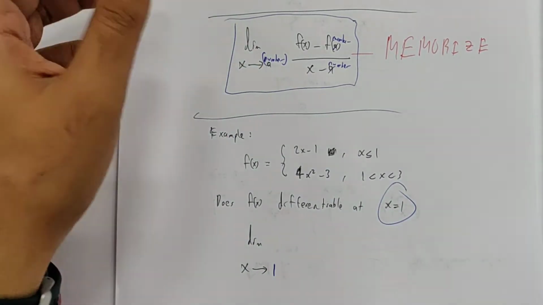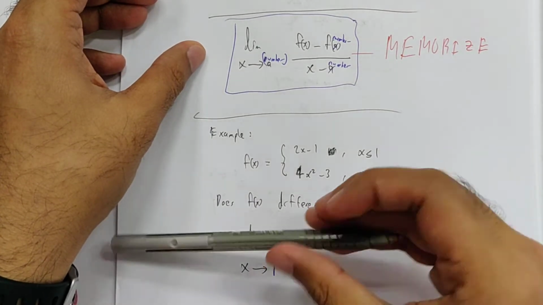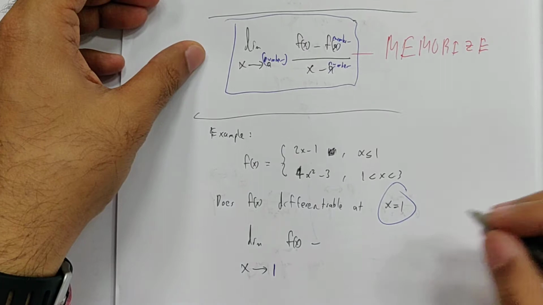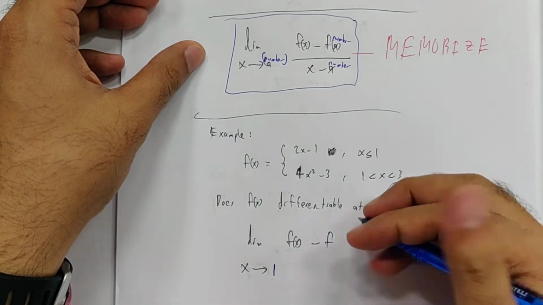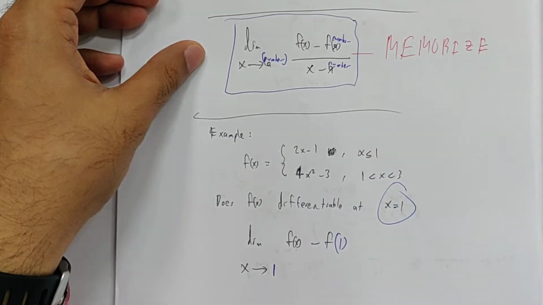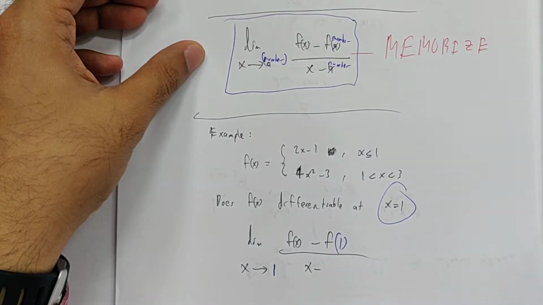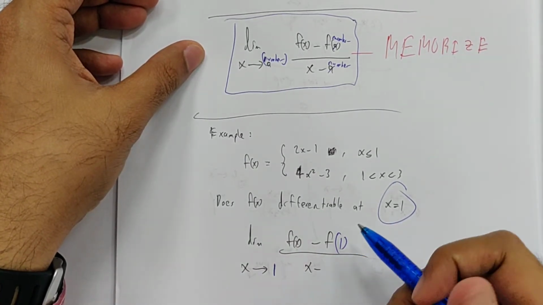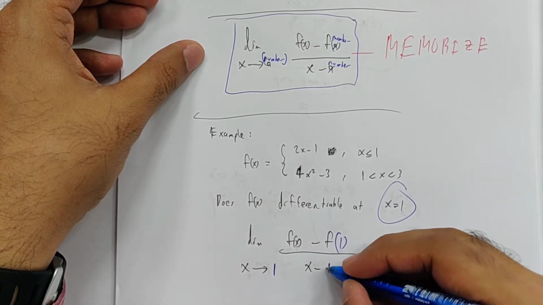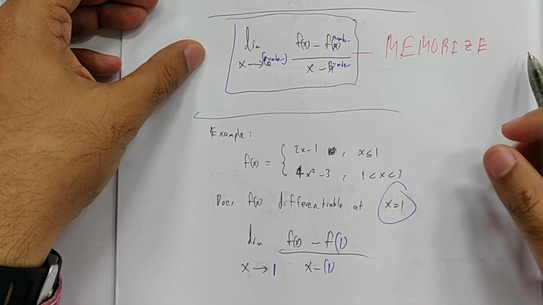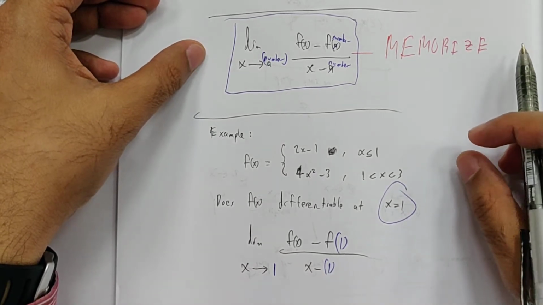So x approaching 1, first we do this one first. So f(x) minus f(1). I'm not saying Formula 1. Anybody here is a big fan of Formula 1? Please raise your hand. Nobody likes Formula 1? Except for Kimi Raikkonen, that's a different story.